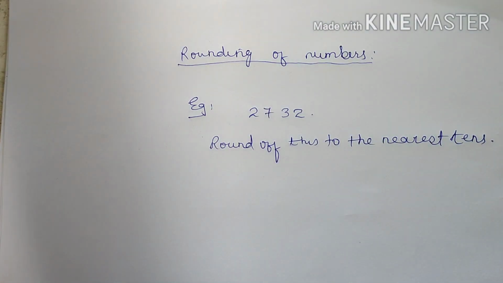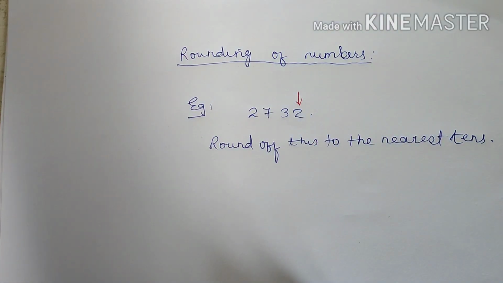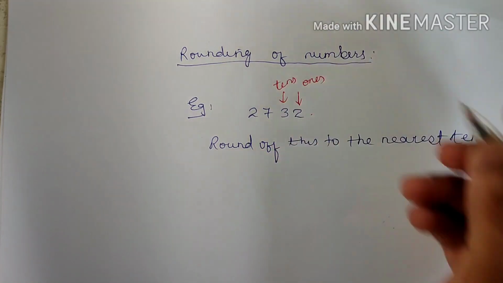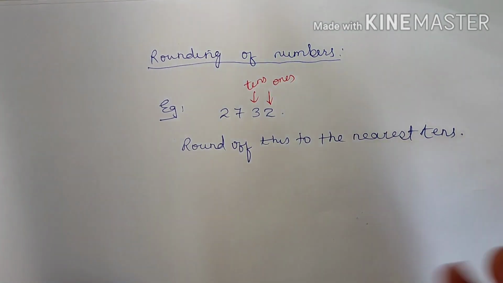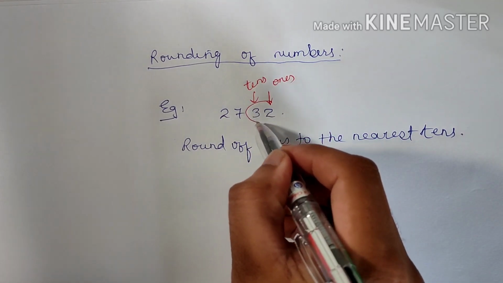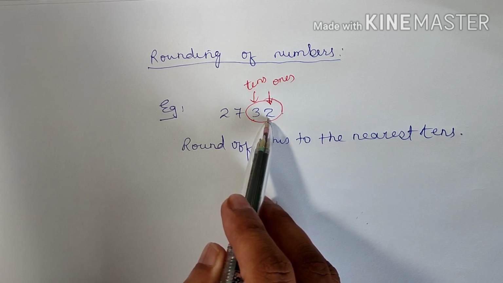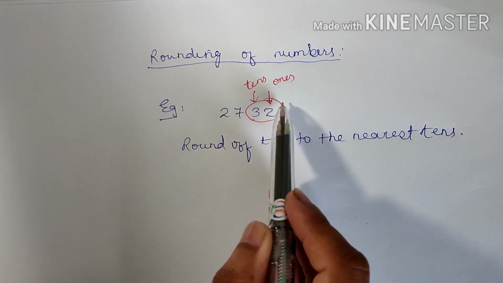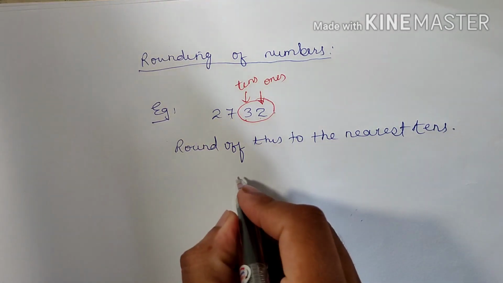Do you know which will be the tens place in this number 2732? We always start from the right hand side. So this 2 is the ones place and this 3 is the tens place. The question is asking for the nearest tens, so we will see only this number 32. What if it asks for the nearest 100? Then 732 would be used. But now you are asked the nearest 10, so we'll see the number 32.